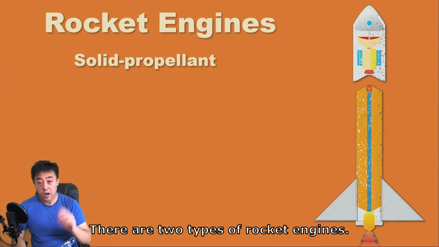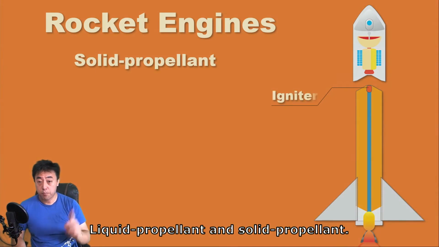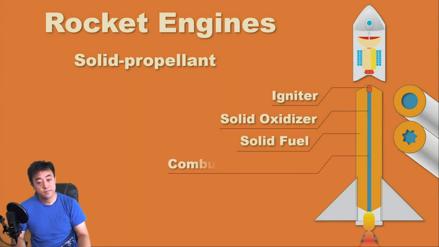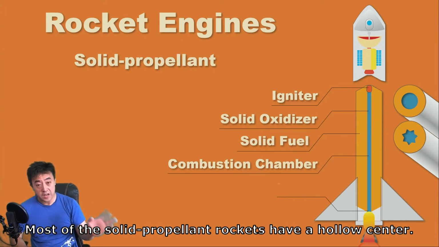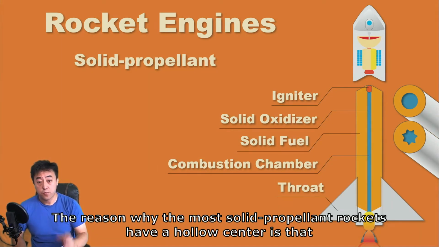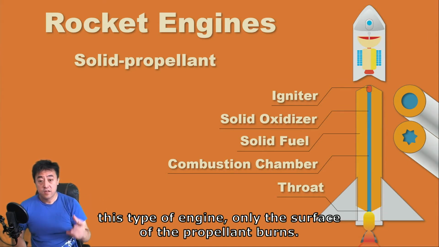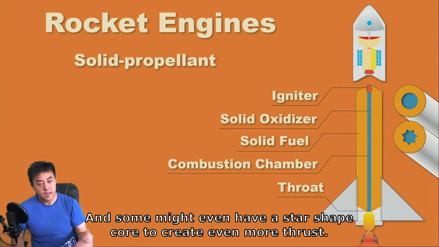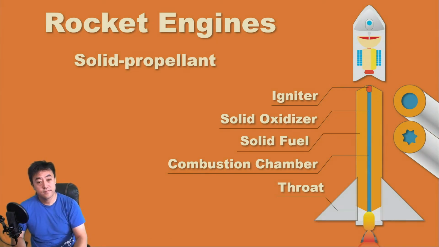There are two types of rocket engines: liquid propellant and solid propellant. Let's start with the easiest type, the solid propellant engine. Most solid propellant rockets have a hollow center. The reason is that in this type of engine, only the surface of the propellant burns. Therefore, the hollow core has more surface for burning. And some might even have a star-shaped core to create even more thrust.